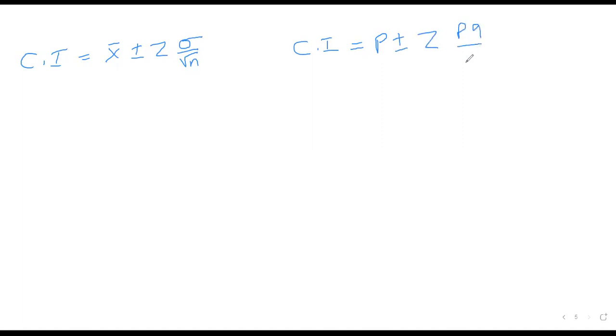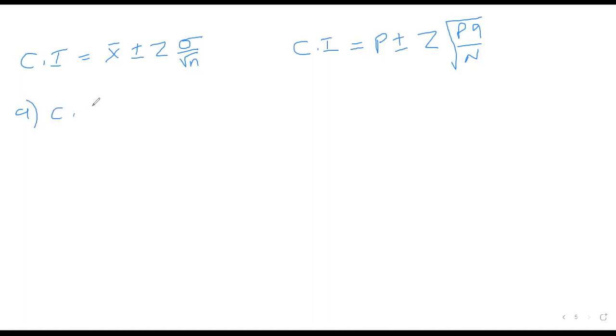Then we have the formula for confidence interval. What is the formula for confidence interval? Mean plus minus Z standard deviation over square root of n. All right. If you're dealing with a proportion, confidence interval is what? P plus minus Z square root of PQ over n.